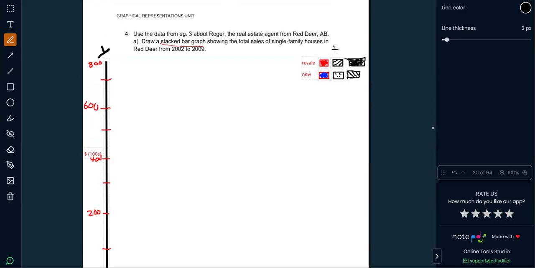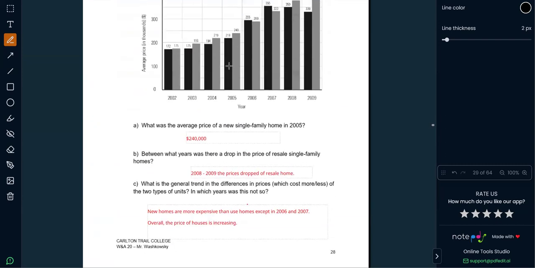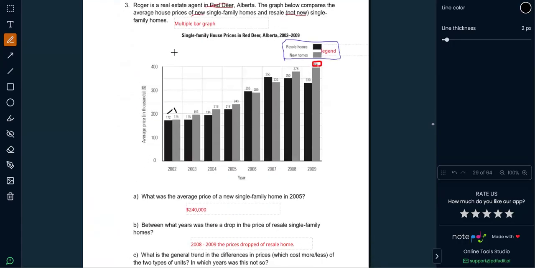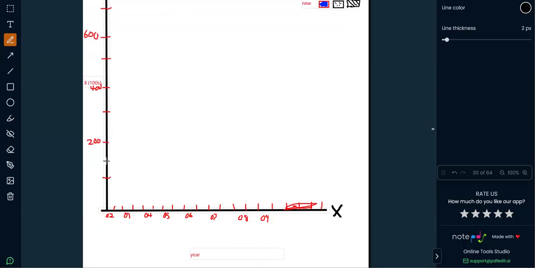So I have a legend, check. So now I can start plotting stuff. I don't add these two numbers up yet. I am, however, going to go to, okay, 172. I'm going to put my resale homes at the bottom. So I'm going to go to 172. So this is about 150. This is 100. This is 150. This is about right here.